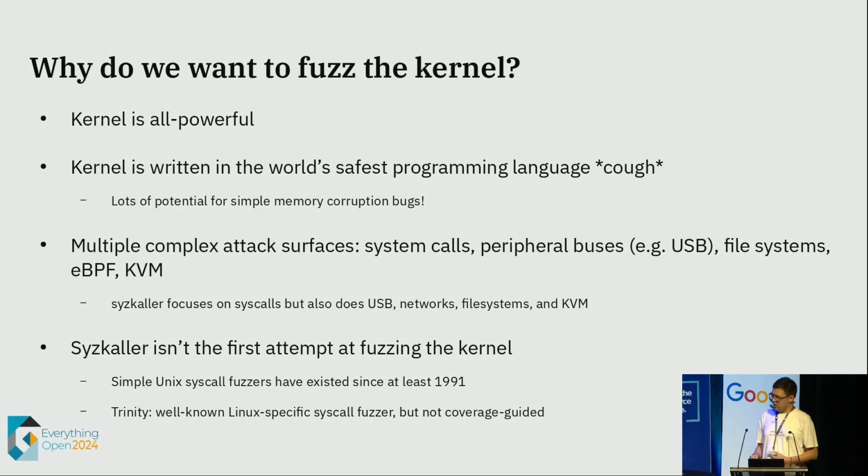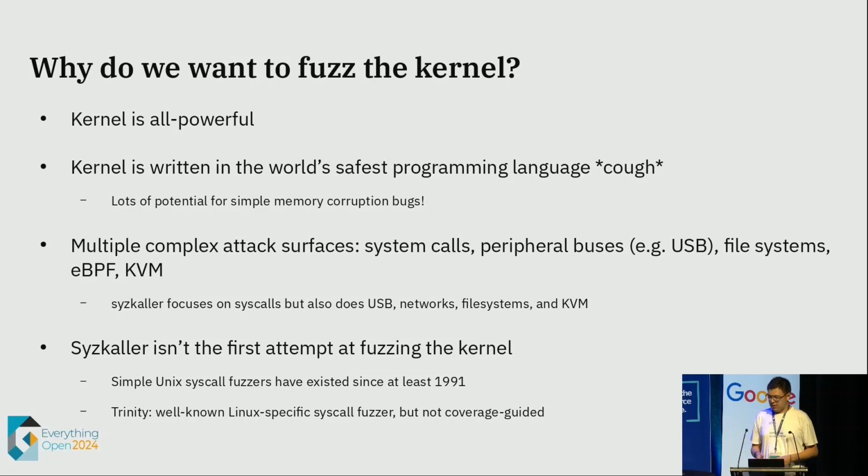So syzkaller focuses on syscalls. It also touches on ioctl, which is a syscall, but it's a bit of a subset of an interface on its own. It also does some fuzzing of the USB interfaces and networking, KVM, a little bit of file systems, just as part of the syscall fuzzing.